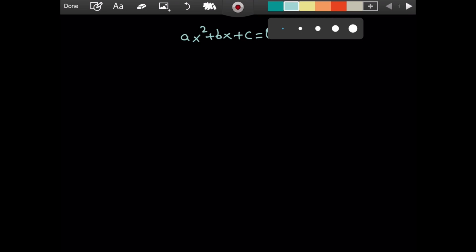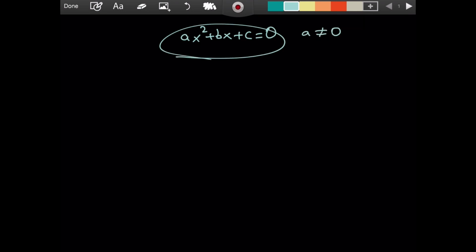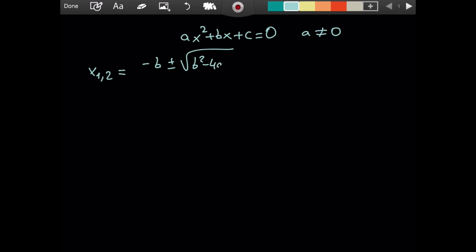Now the general formula is this, and the general solution is for x1 and x2, because as you know, a quadratic equation can have up to 2 solutions. It will have 2 solutions, but there might be repeated roots, which we can discuss in this video. So the solution is negative b plus or minus the square root of b squared minus 4ac divided by 2a.